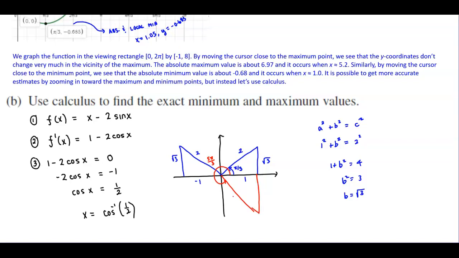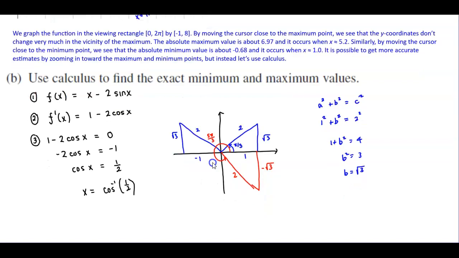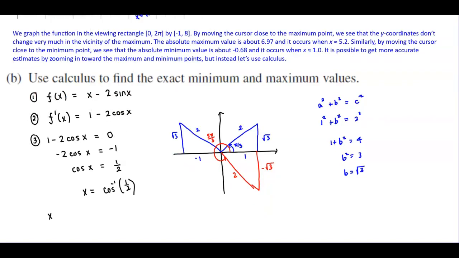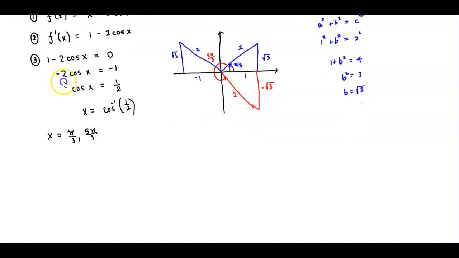And so here we have the hypotenuse of 2, and this is negative square root of 3. And so what does that tell us? That these are the two angles, pi over 3 and 5 pi over 3, that we can use. So therefore that tells us that x is equal to the two angles, pi over 3 and 5 pi over 3. Okay, so now we want to determine, okay, what are the outputs?